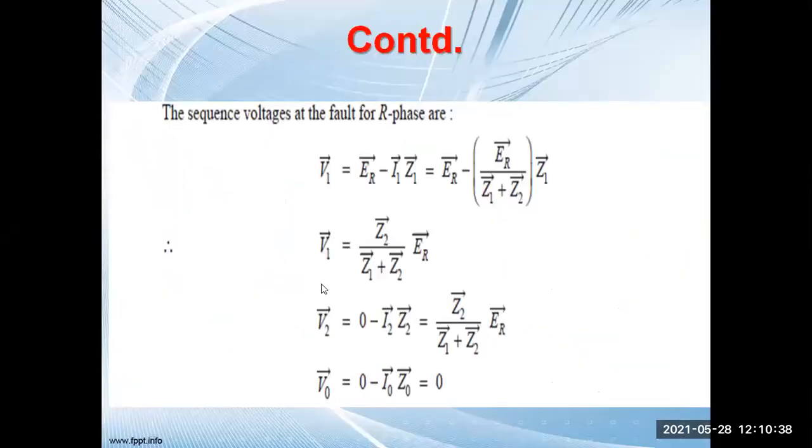You see, V0 equals 0 because zero sequence current is 0. So zero sequence current 0 means V0 is 0. V1 we have got as X2 by X1 plus X2 into ER, and V2 equals X2 by X1 plus X2 into ER.